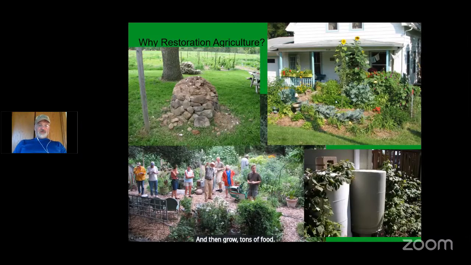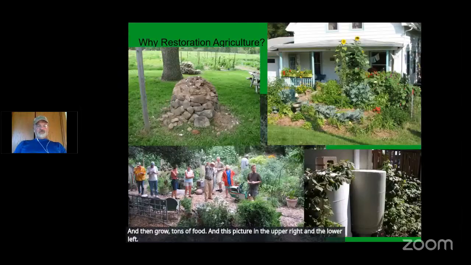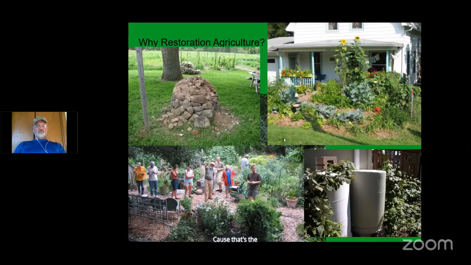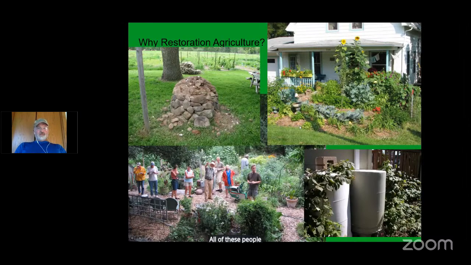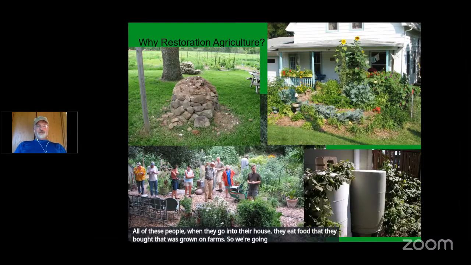And this picture in the upper right and the lower left, these are great examples of what I think everybody's permaculture yard should look like. We should have all these vitamin greens all over the place because that's the freshest food. We have the ability to have lots of labor, hyper mineralized, super nutritious produce, but this will not feed you. There's not enough calories, carbohydrates, proteins, and oils to keep a body alive. All of these people, when they go into their house, they eat food that they bought that was grown on farms. So we're going to design farms modeled after natural ecosystems that follow ecological laws and principles that are reality-based and context-specific.